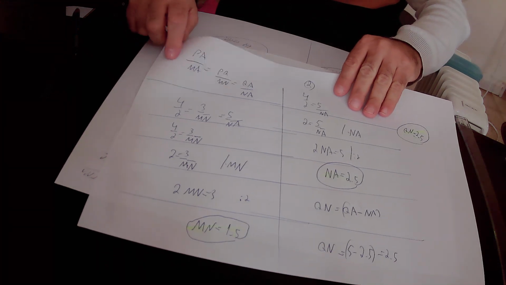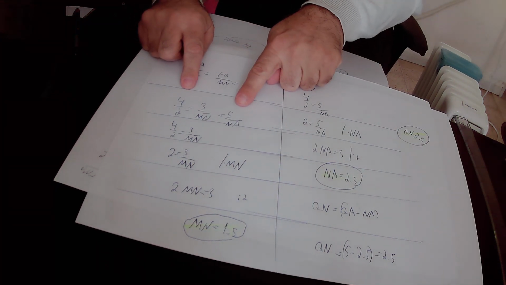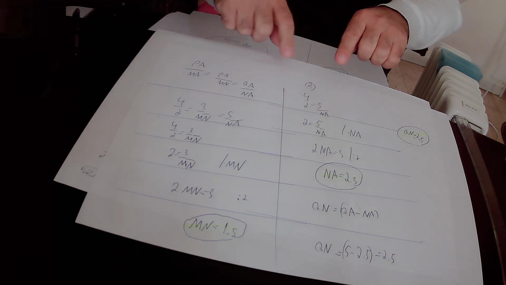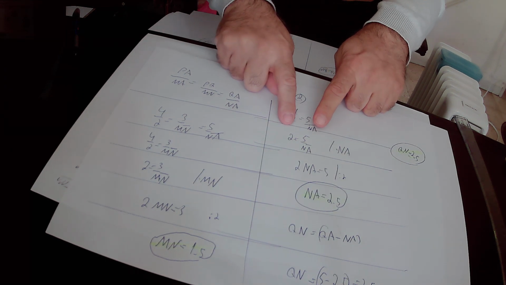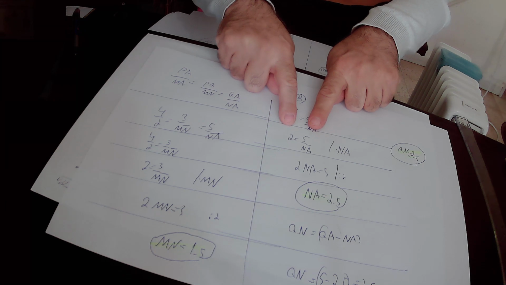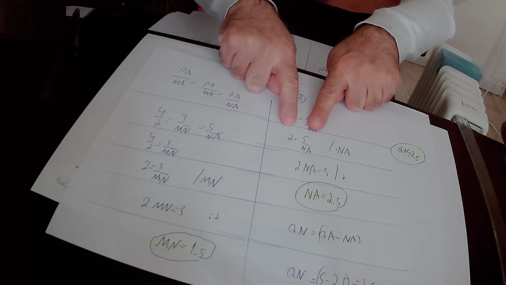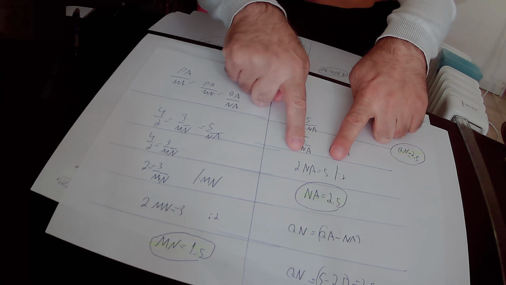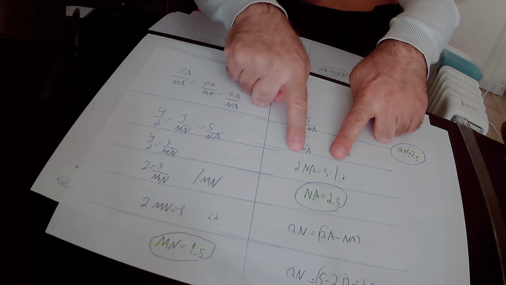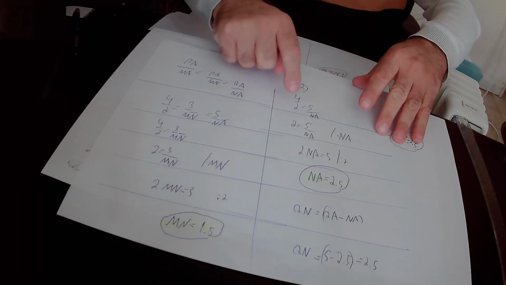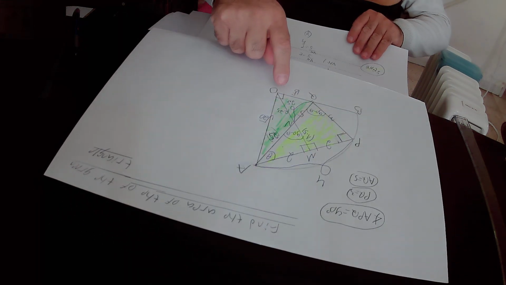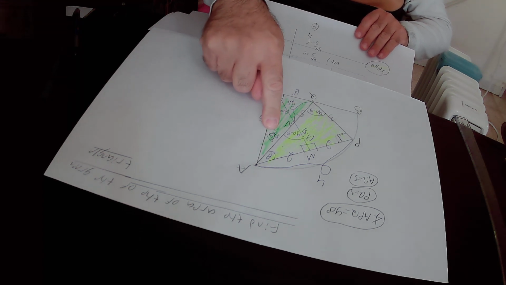From the same equation we derive that 4 over 2 equals 5 over NA. 4 over 2 is 2, so 2 equals 5 over NA. We multiply this equation by NA, and find that 2 times NA equals 5. We divide this equation by 2, and finally we find that NA equals 5 over 2. 5 over 2 is 2.5. So this line segment NA equals 2.5 units in length.